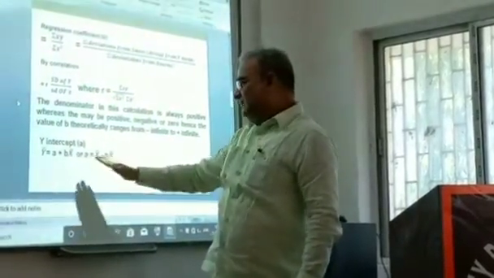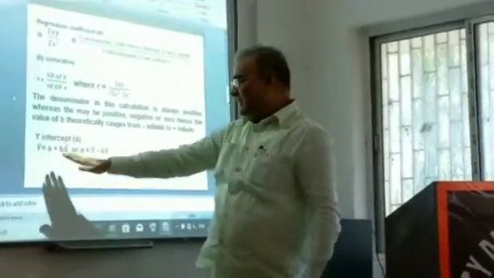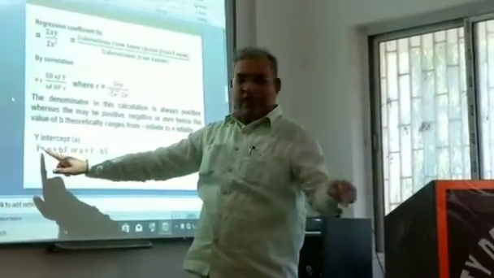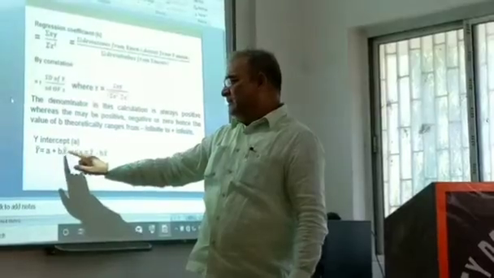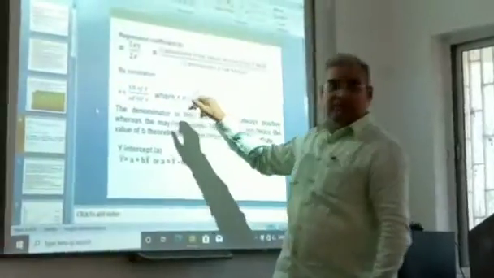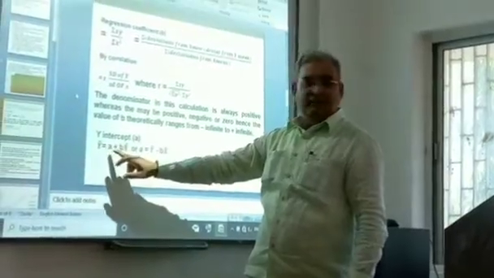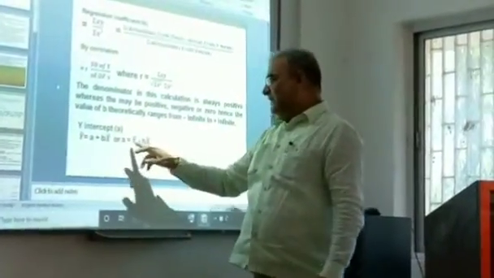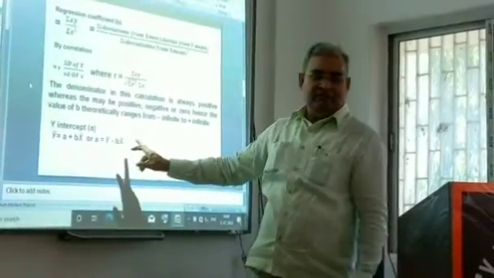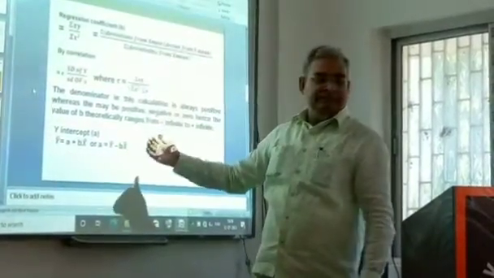Next, we want to find the value of A, that is the intercept, and A is calculated from the mean of y equals A plus B times the mean of x. Once we calculate B from here and put in its value, we get the value of A by rearranging: A equals the mean of y minus B times the mean of x. In this way we calculate the values of A and B.